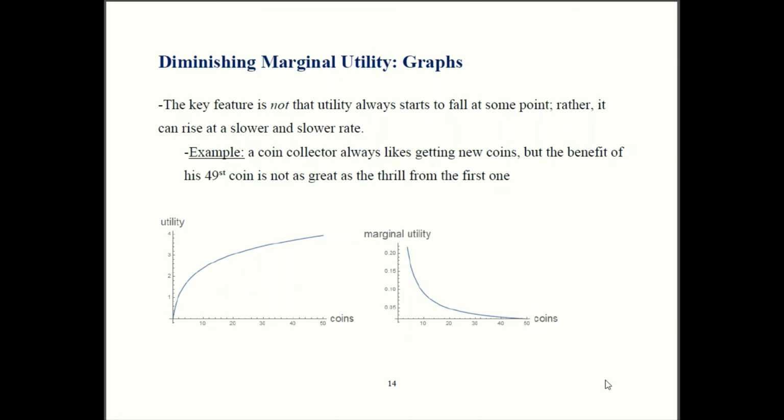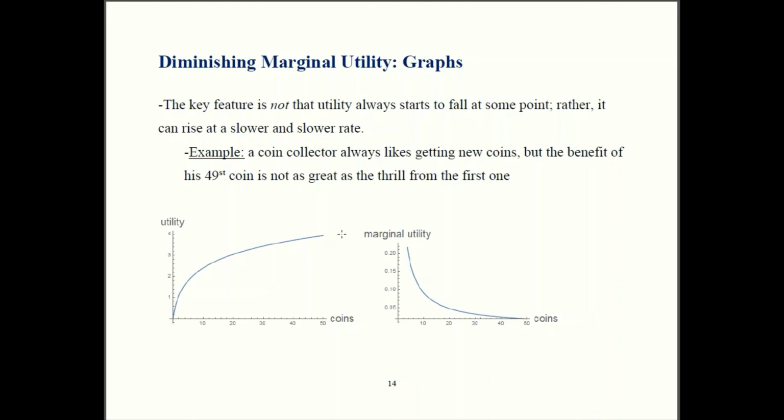I mentioned this earlier, but let's go into a bit more depth. Diminishing marginal utility does not mean that your total utility falls. It just means that it could go up at a slower and slower rate. As one example, we can talk about a coin collector. The coin collector always likes having more coins. They never have enough. Now, if you have 49 coins already and you're getting a 50th coin, the coin collector is still happy about that. They're still gaining more utility. Total utility is still going up and up and up.